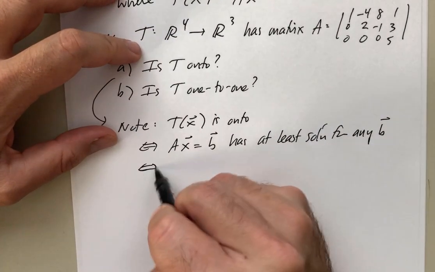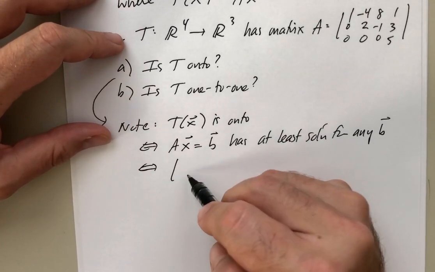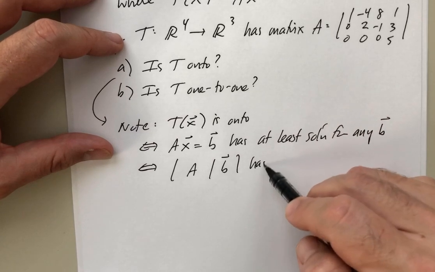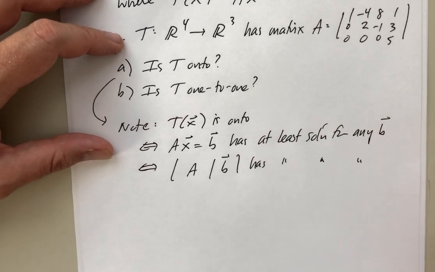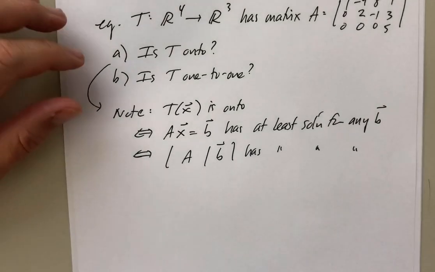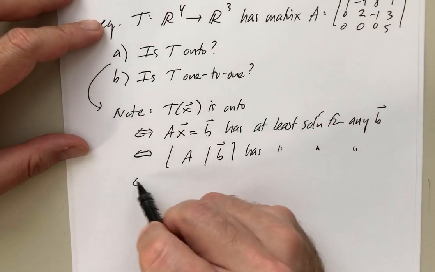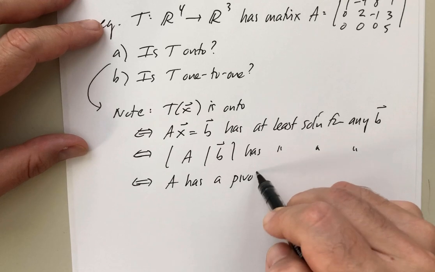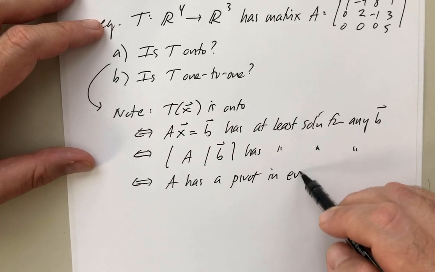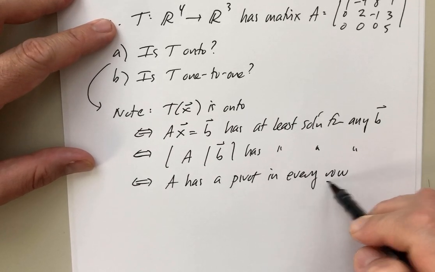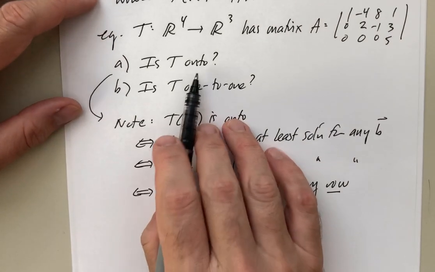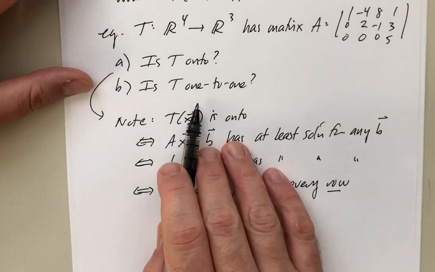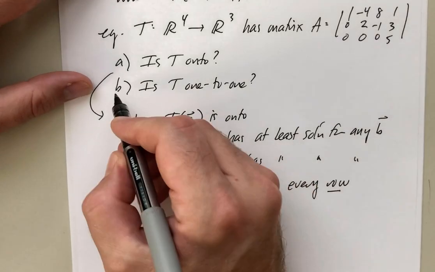And what you know is that this is a matrix equation. So this is saying that the system A augmented with b has at least one solution for any b. And this is where we see that it connects to what we already know. This is the same thing as saying that A has a pivot in every row, right? So this is about rows. Onto-ness is about rows. Okay, great. So we now know that onto if and only if pivot in every row.